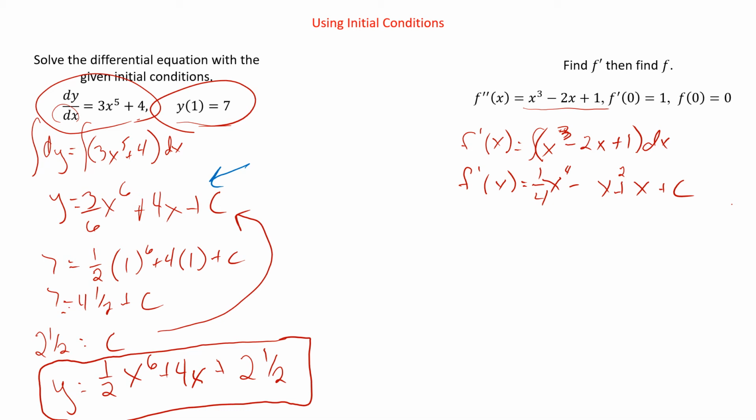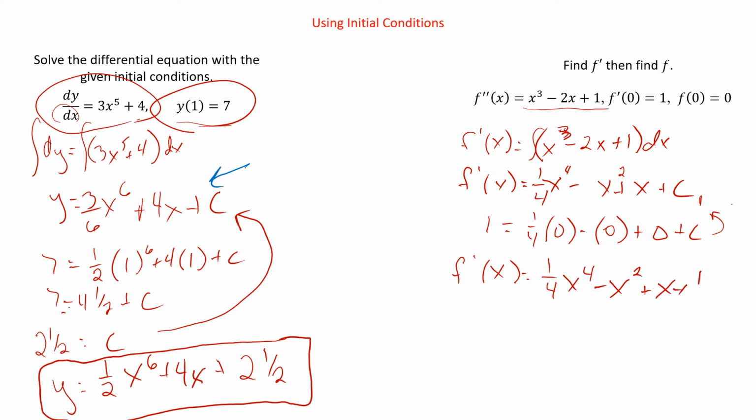Sometimes when we're doing this more than once, we'll have a c1 to differentiate it from the next c, which will be c2, especially if we were to just do the antiderivative from here and we'd have two c's in the same equation. That gets a little bit weird. I would put in the initial condition at this point, however. So f prime of 0 equals 1. So that's going to be 1 equals 1/4 times 0 minus 0 plus 0 plus c. So c equals 1. Plug that back in there. F prime of x equals 1/4 x to the 4th minus x squared plus x plus 1.